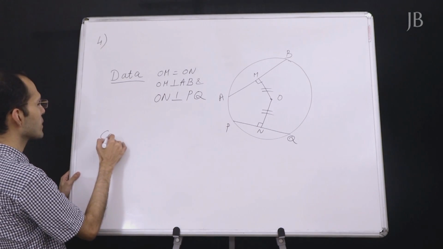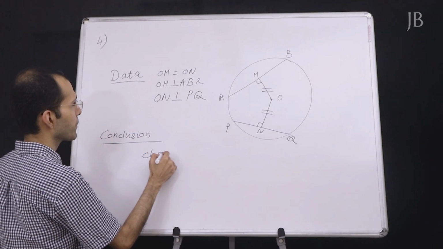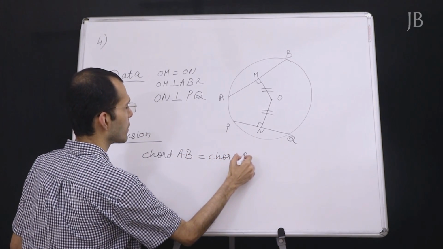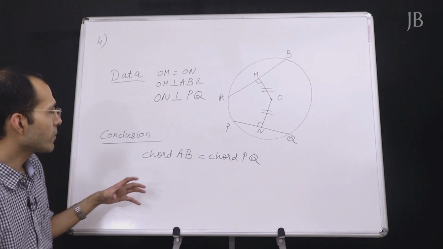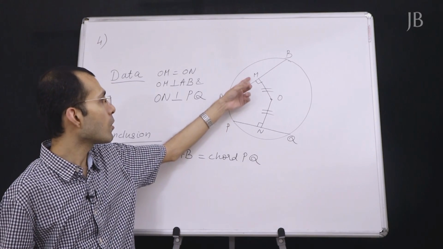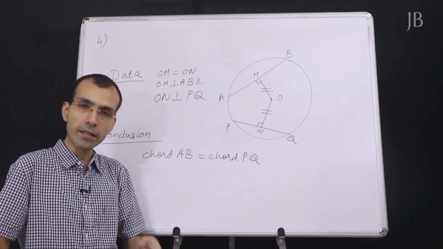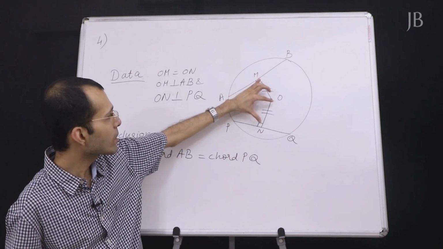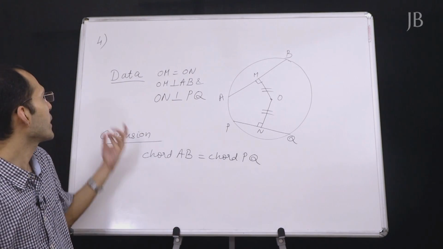Okay, what will be our conclusion? Our conclusion will be chord AB is equaling chord PQ. So have you realized this is the converse of the previous concept? Now how do we frame it? See, we can say that if two chords are equidistant from the center of the circle, then they will be equal. This is what we can formulate as concept number 4.